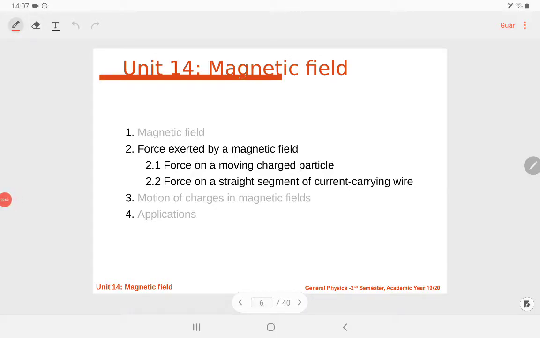In this video, we continue with Unit 14, exploring the force exerted by a magnetic field. We will do this by focusing, on the one hand, on the force exerted on a moving charged particle, and then from there we will think of many moving particles making a current. So we will explore what the force on a straight segment of current carrying wire is.